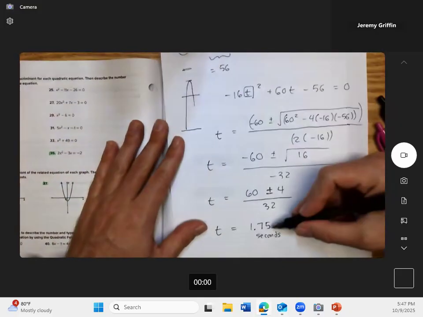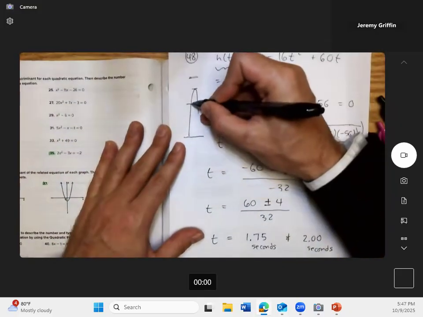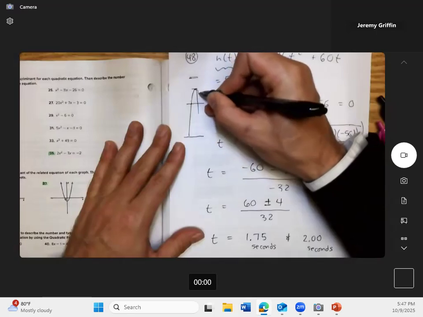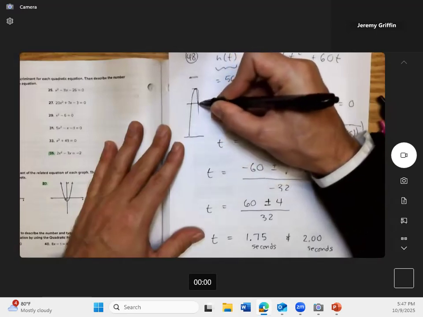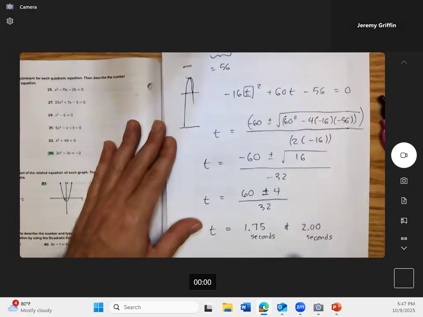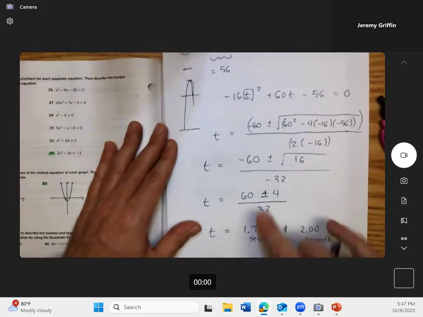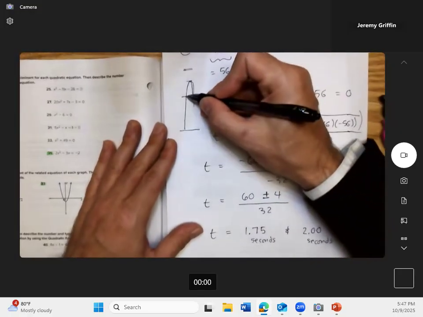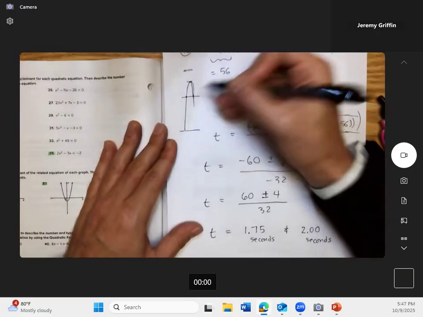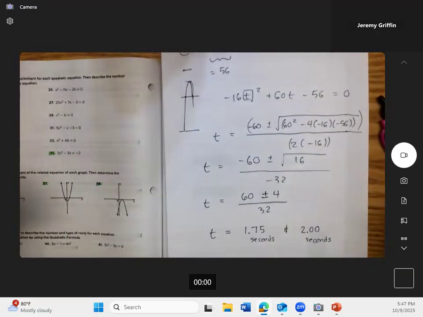So it takes 1.75 seconds to get up to here, and then looks like another quarter second to turn around and also reach 56 feet high, but coming down. So that's it. We cross those once on the way up, then another time on the way down. Those two times right there. Yeah, that matches the story.